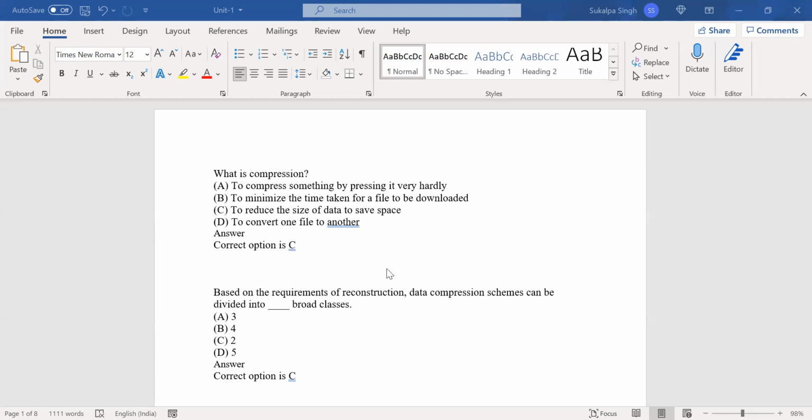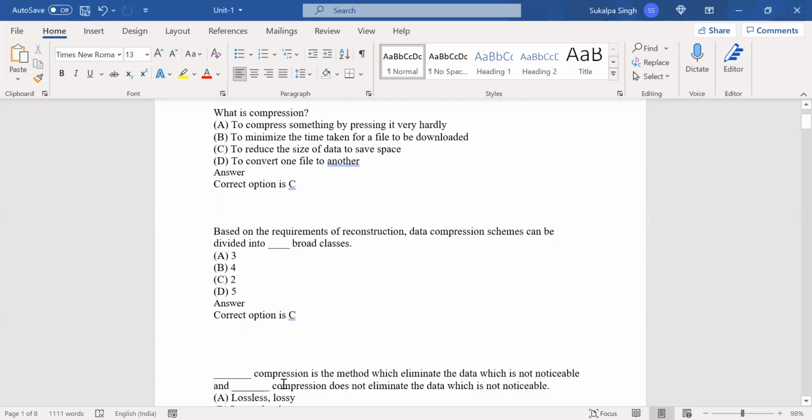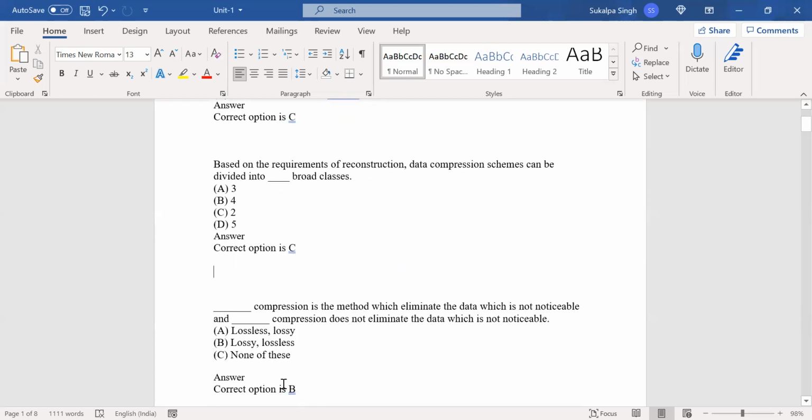Next is: based on the requirement of reconstruction, data compression schemes can be divided into how many broad classes? There are two broad classes for data compression. Next is: dash compression is the method which eliminates data that is not noticeable, and dash compression does not eliminate data that is noticeable. It is very simple and clear: lossy and lossless. So the two broad classes asked in question 2 are lossy and lossless.